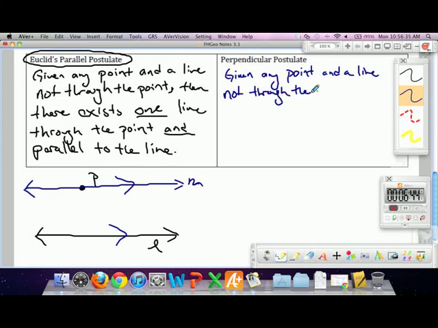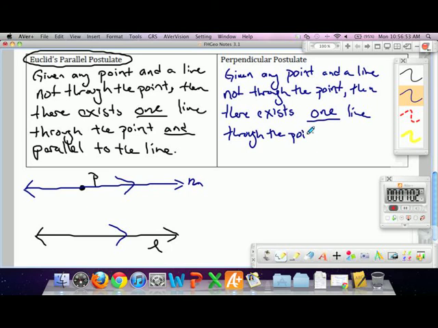Then there exists one line through the point and perpendicular to the line, with the upside down T as the symbol for perpendicular.